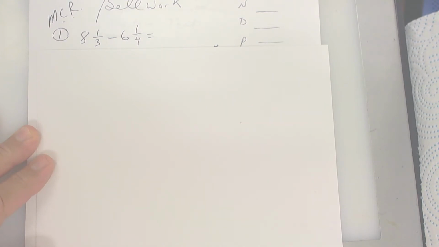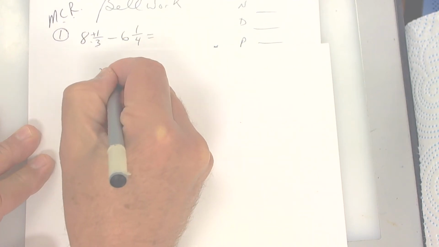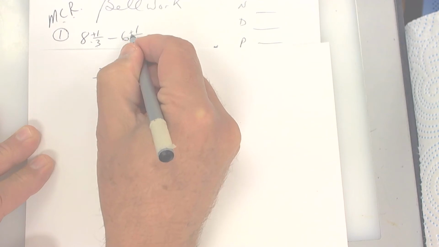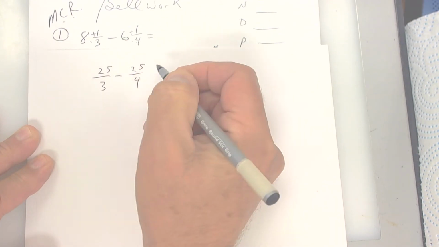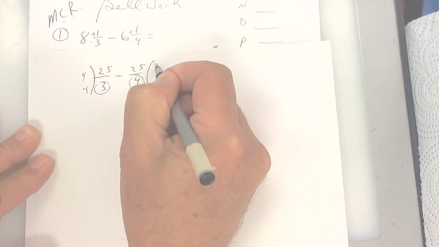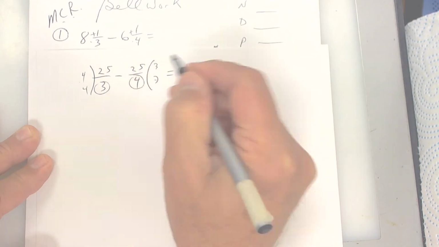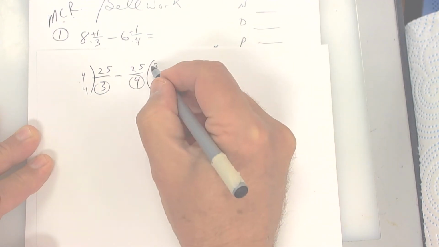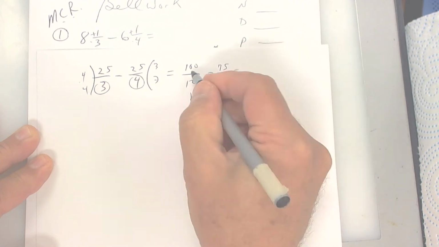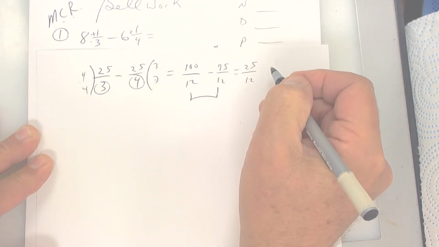I think someone had a question about this yesterday. You multiply 2 times 4 is 8 plus 1 makes 25 over 3, minus 6 times 4 is 24 plus 1 makes 25 over 4. Take the 4, put it over here. Take the 3, put it over here. Let's see what happens. We get 100 over 12 minus 75 over 12. If we have the same denominator, that gives us 25 over 12. And I don't think you can reduce it.